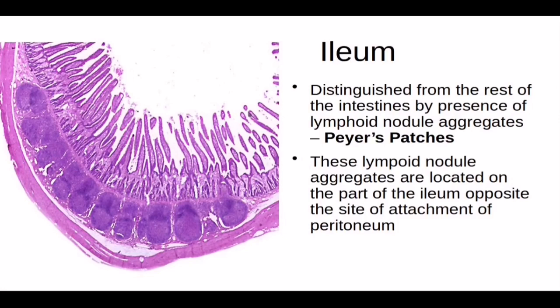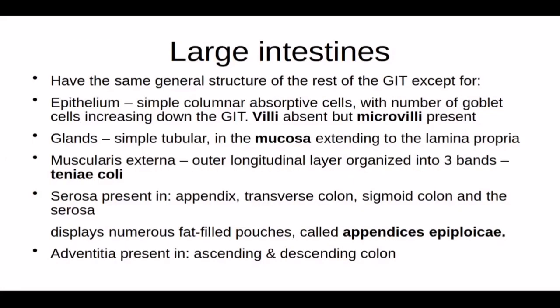So this is the ileum. It's distinguished from the rest of the intestines by the presence of Peyer's patches. These are the aggregated lymphoid nodules located in the submucosa, on the anti-mesenteric side of the ileum. Anti-mesenteric simply means the side which is opposite the attachment of the mesentery.